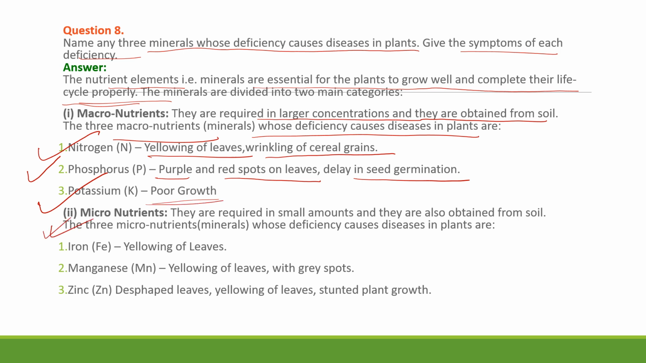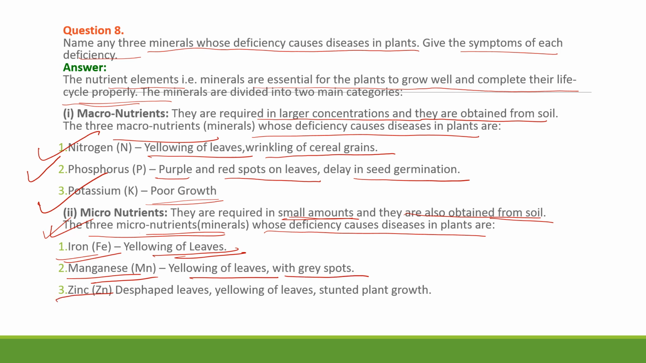Now we come to micronutrients. These are required in small amounts and they are obtained from the soil. So three micronutrients whose deficiency causes symptoms are: iron, yellowing of the leaves; manganese, yellowing of the leaves with gray spots; and zinc, that is, D-shaped leaves. And we can say yellowing of the leaves and stunted growth of the plant as well. So these are the deficiencies of macro and micronutrients which cause deficiency symptoms in plants. Okay, let us move on to the next one.